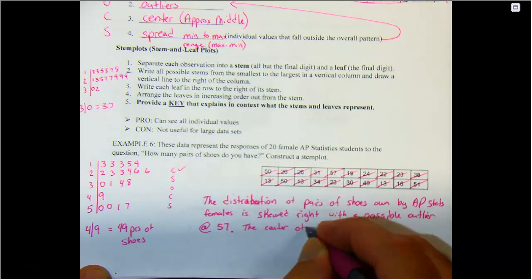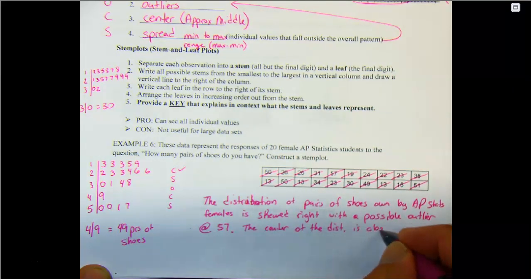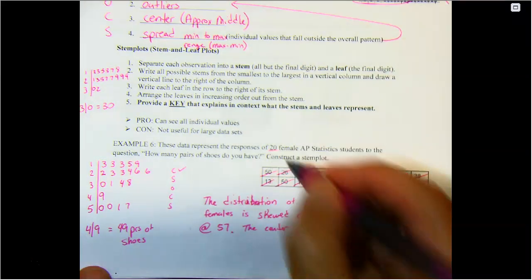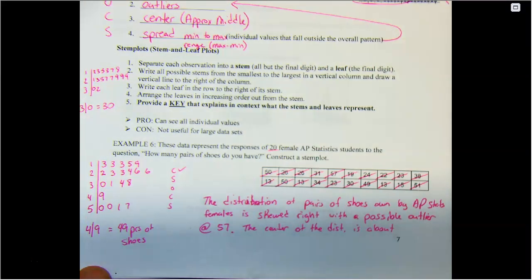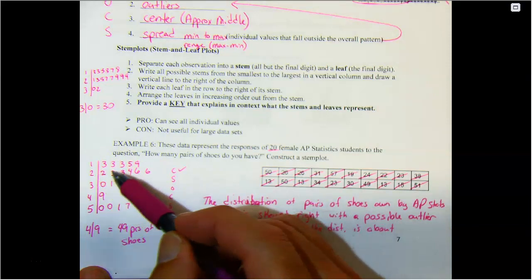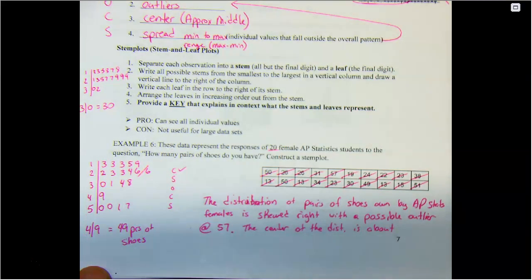The center of the distribution is about where? So I know I have 20 female AP Stat students, so half of 20 is 10. So between my 10th and 11th is going to be the average of that. So 1, 2, 3, 4, 5, 6, 7, 8, 9, 10. We fell between two 26s, so it's about 26.